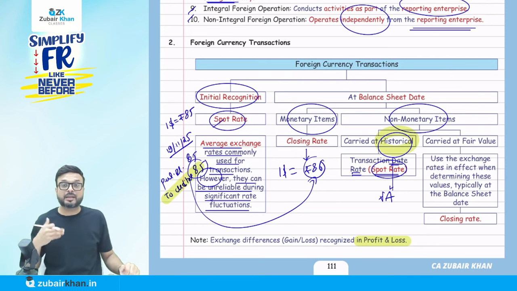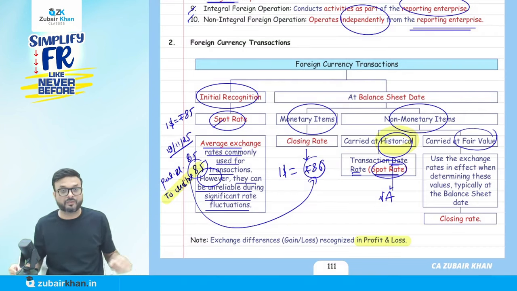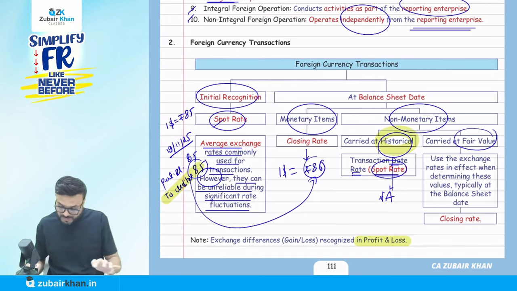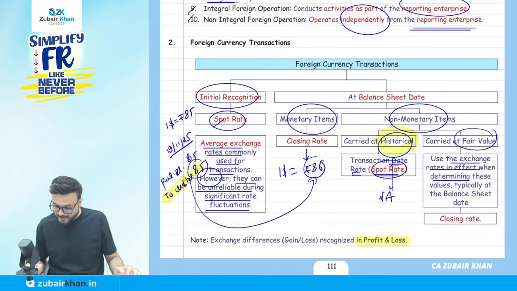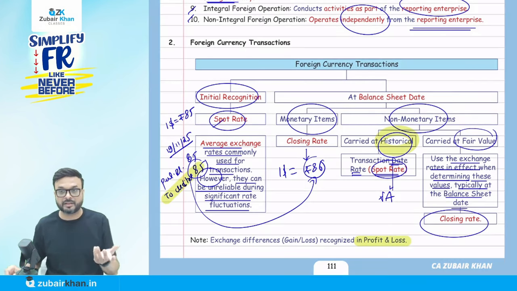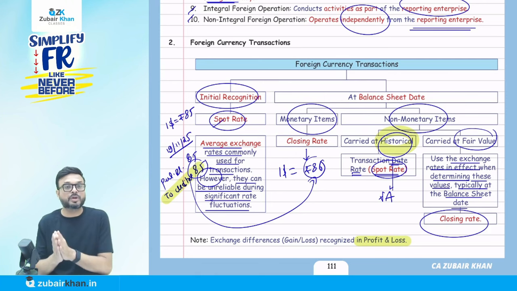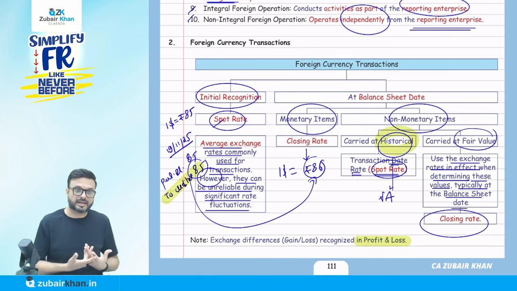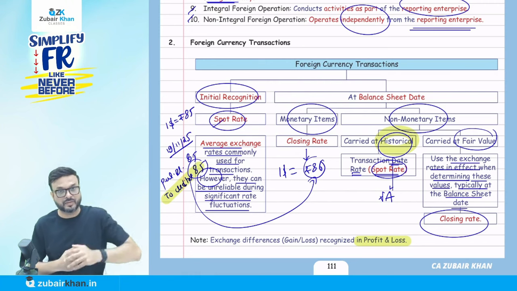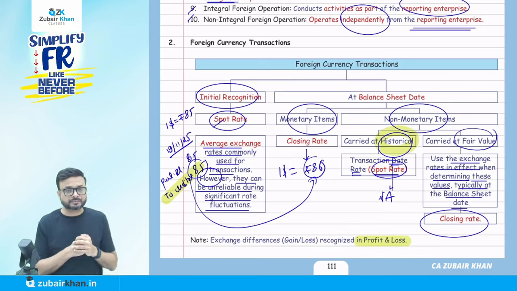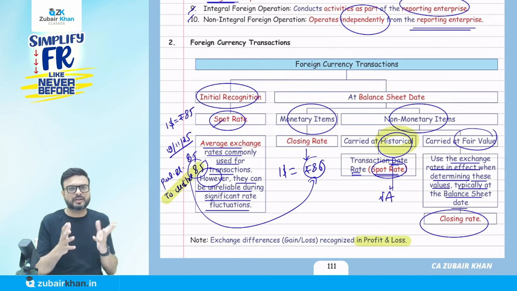But it may happen that the non-monetary item I'm recording at the fair value. Let me give you an example. What is happening in case of fair value? They say use the exchange rate at which the value is determined, typically at the balance sheet date, use the closing rate. Now, what does it mean? Listen carefully. On the balance sheet date, if a non-monetary item you're recording at fair value, for example, we purchase the shares of Tesla company, which is in the US. So when we purchase the shares of Tesla company, now as per AS 13, we have to take cost or fair value, whichever is lower.